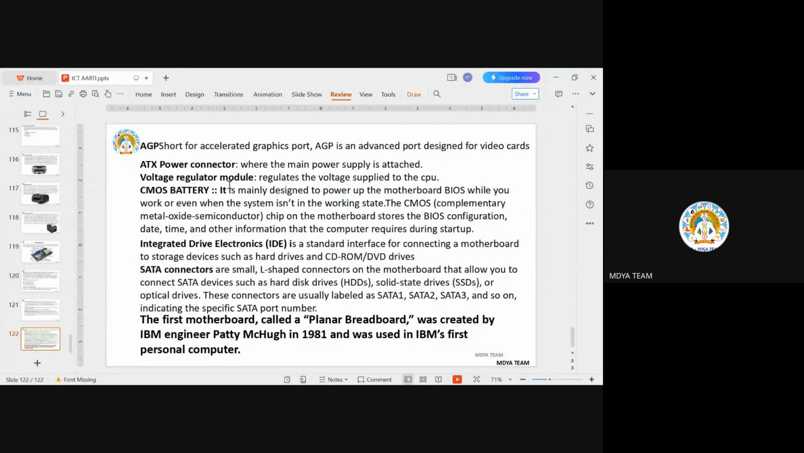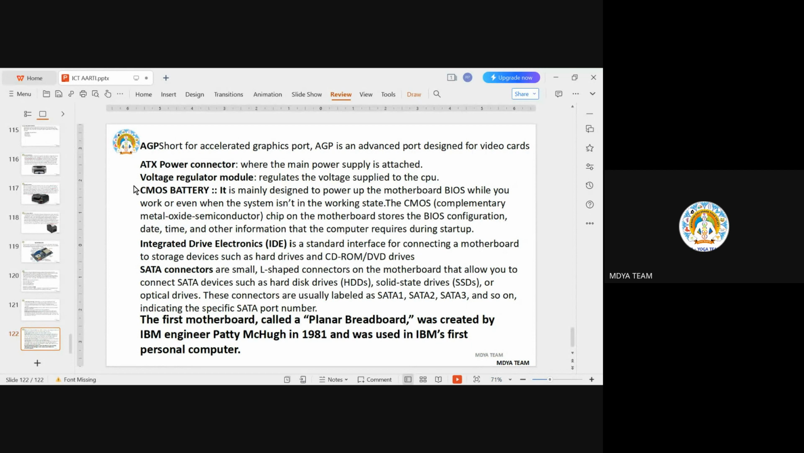ATX power connector. It is the main power connector where the motherboard gets its power. From where the motherboard gets the power, this is the ATX power connector, where the main power supply is attached to the motherboard.